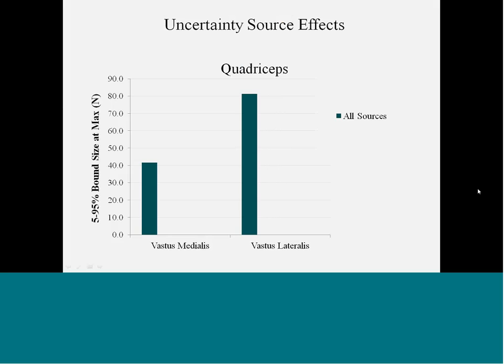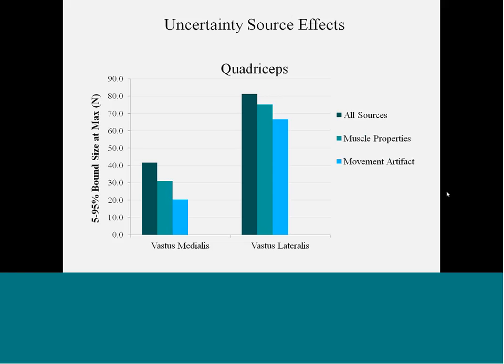So to look at those uncertainty source effects that I talked about when we were considering each source individually, this is the bound size for two of the quadriceps when we considered all of the sources combined. When we only look at the muscle properties, you can see that they're an extremely large contributor to that all source condition. And the second largest contributor was movement artifact.